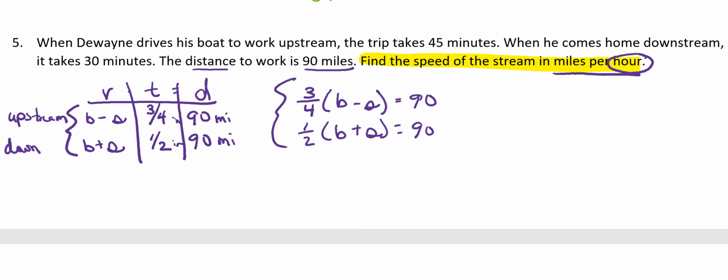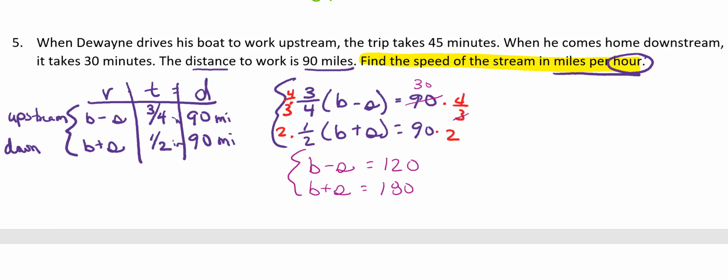Now again, you can distribute, or you could divide both sides, which in this case would mean multiplying by the reciprocal. So times 4/3, which would give you b minus s equals 120, if I've done my math correct. 3 goes into 90 30 times. 30 times 4 is 120. And then likewise here, multiply both sides by 2. So that would give us b plus s equals 180. And then from there, you could solve it like before.